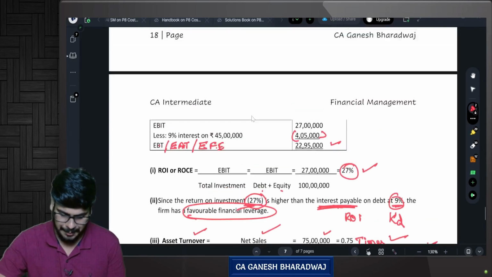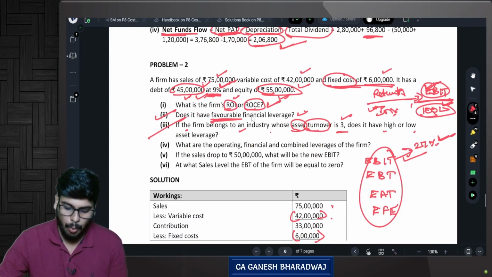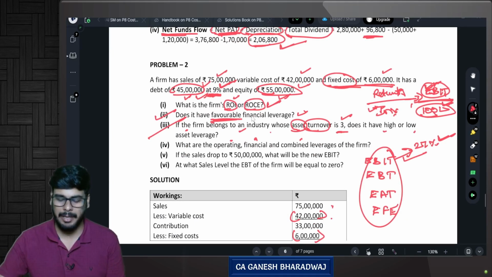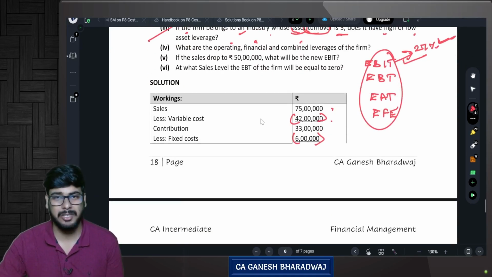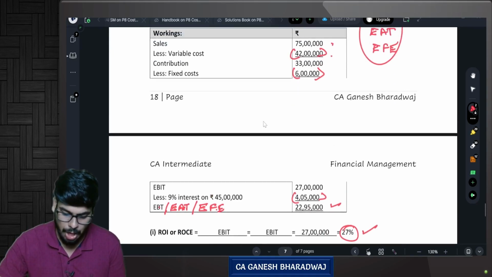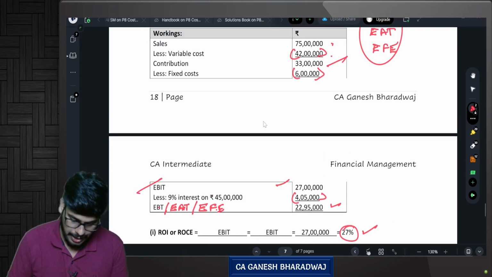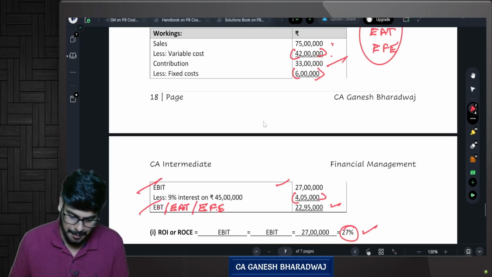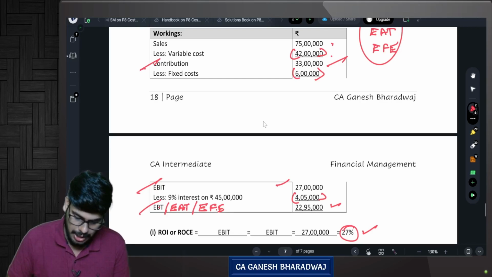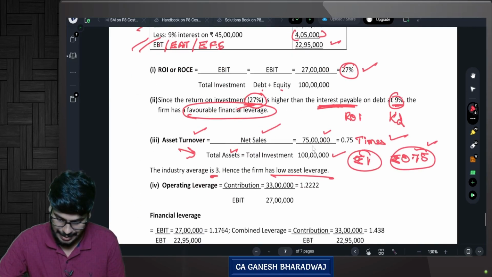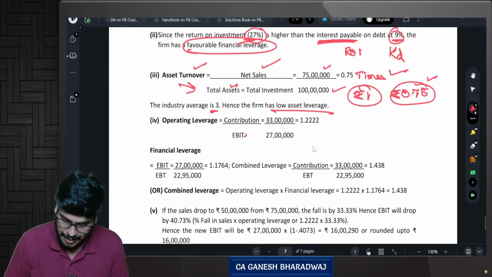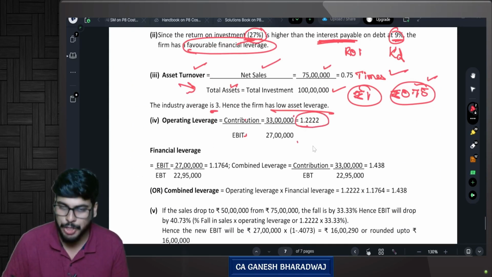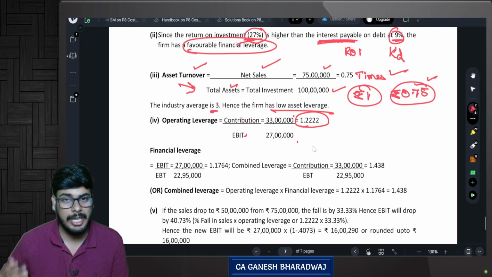Very, very simple. Next. What are the operating, financial, and combined leverages of the firm? In this case, there is no preference dividend, so there is no confusion. Operating leverage is contribution divided by EBIT. Financial leverage is EBIT divided by EBT. Combined leverage is the multiplication of the two, or contribution divided by EBT. Operating leverage: 33 lakhs divided by 27 lakhs. It's 1.222222. Correct? So there is a magnifying effect.